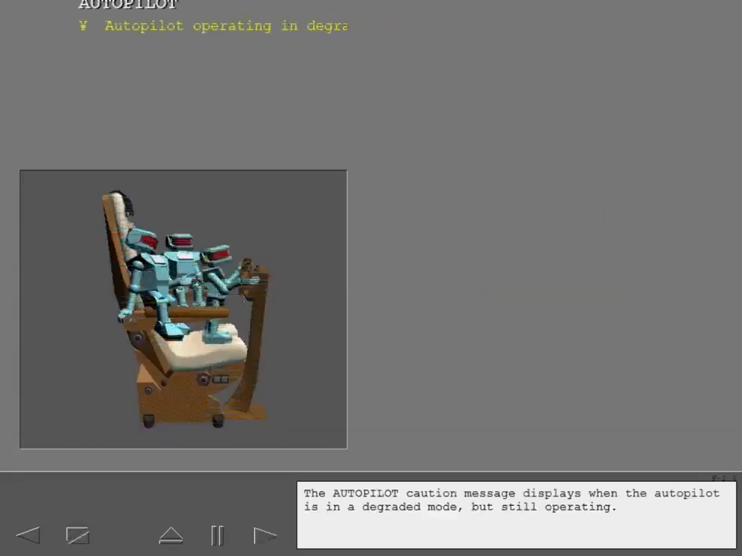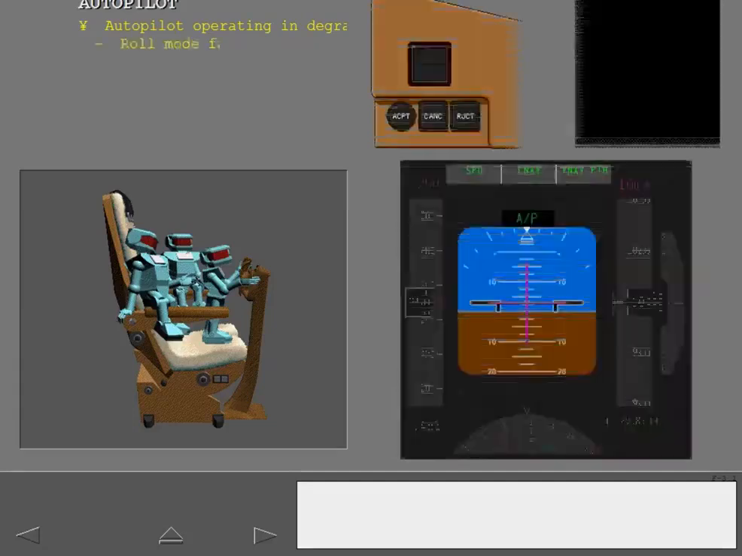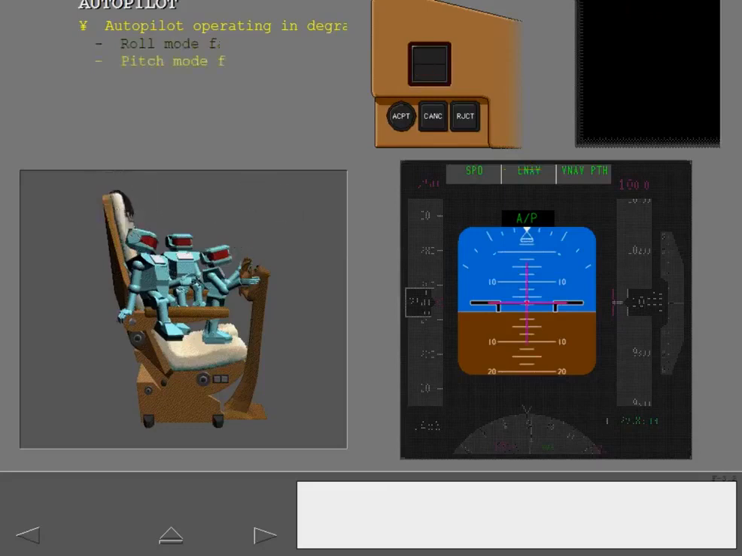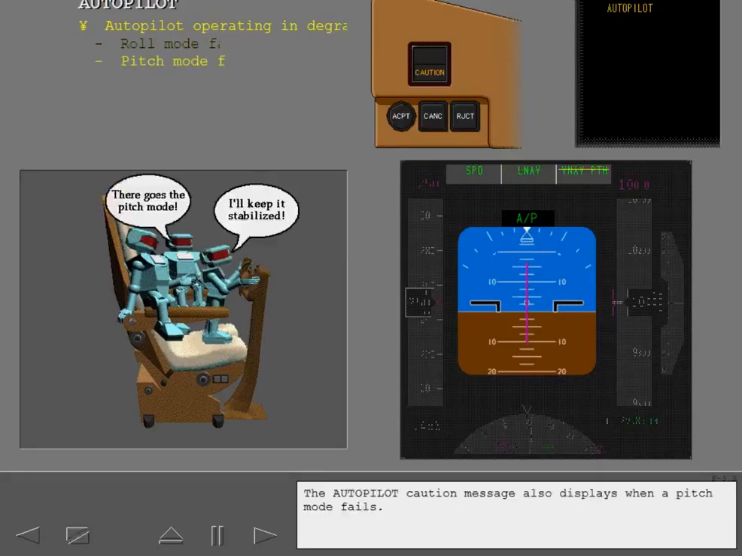The autopilot caution message displays when the autopilot is in a degraded mode but still operating. For example, the engaged roll mode may have failed. The autopilot caution message also displays when a pitch mode fails.